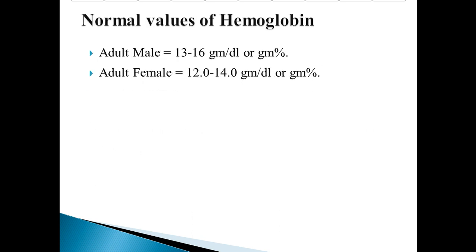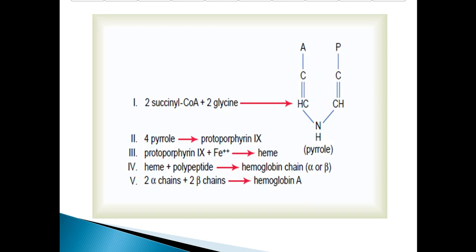Normal ranges or values of hemoglobin. The normal range in adult males is 13 to 16 grams per deciliter or gram percent, while in adult females, the range of hemoglobin is 12 to 14 gram per deciliter or gram percent.